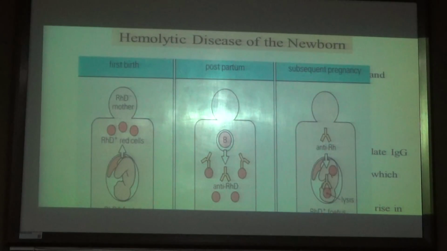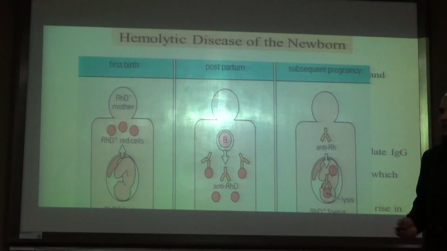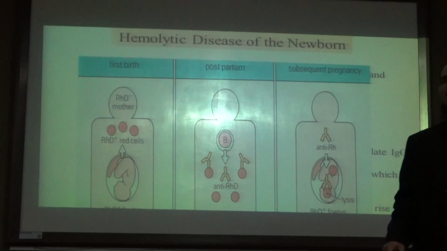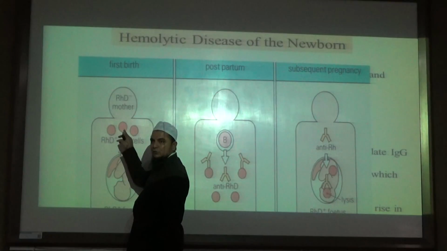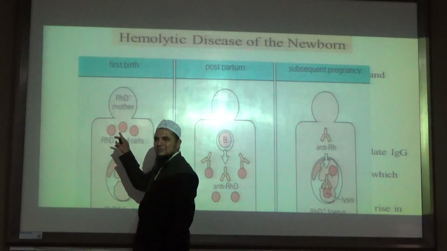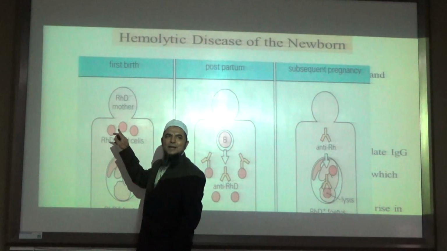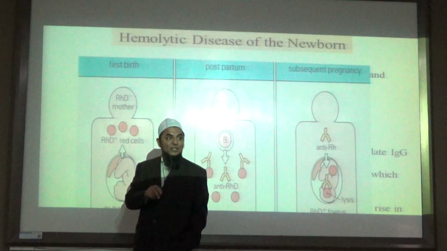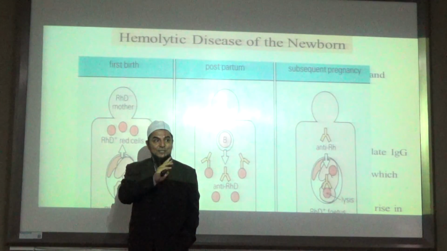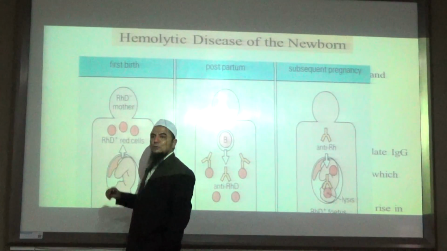Hemolytic disease of the newborn, erythroblastosis fetalis. What happened? There is a mother who is Rh negative, and she has a baby which is Rh positive. Normally the blood doesn't mix. But by chance, if there is mixing of the blood and this Rh positive blood comes into the mother, she will get sensitized and make antibodies against Rh positive. First pregnancy, no problem.